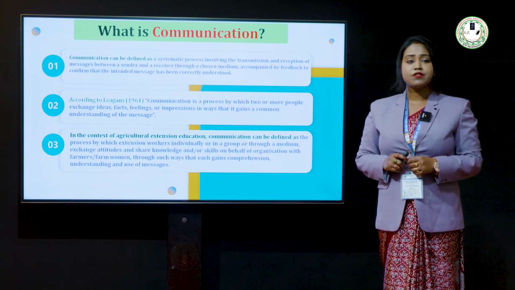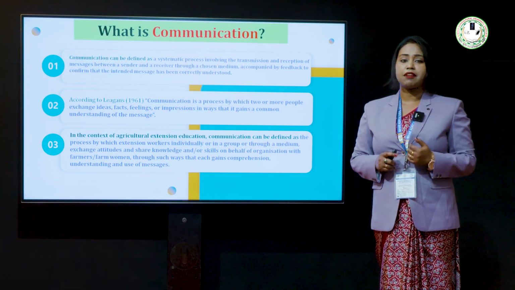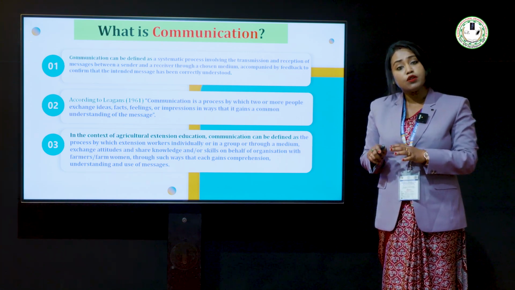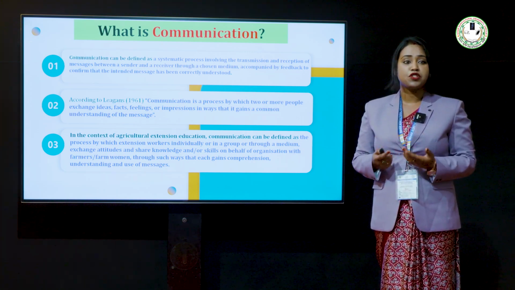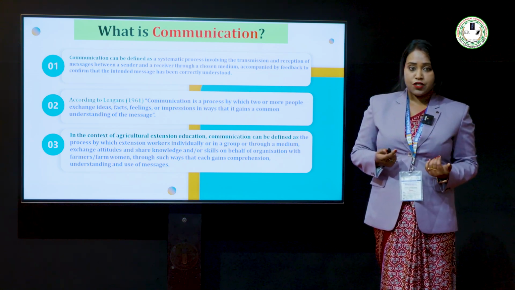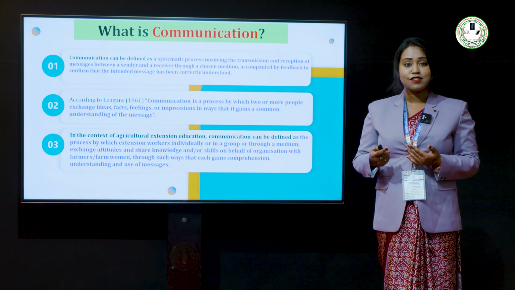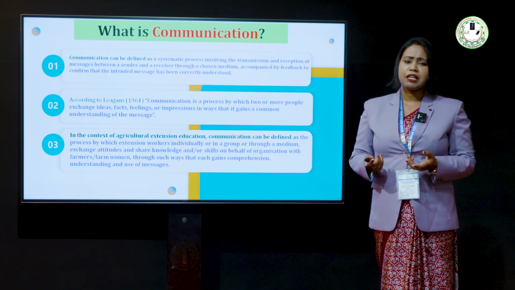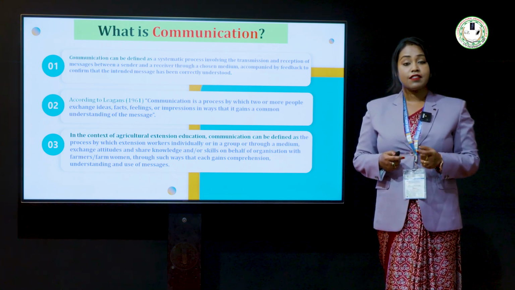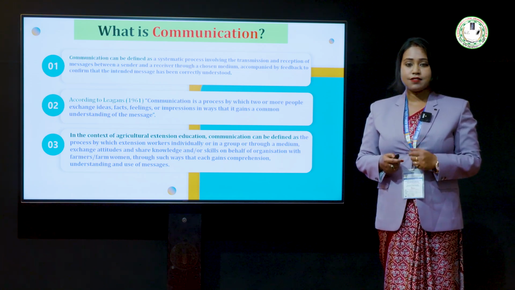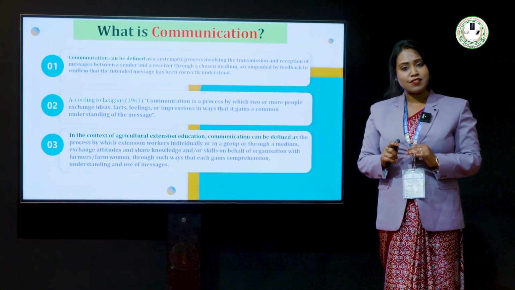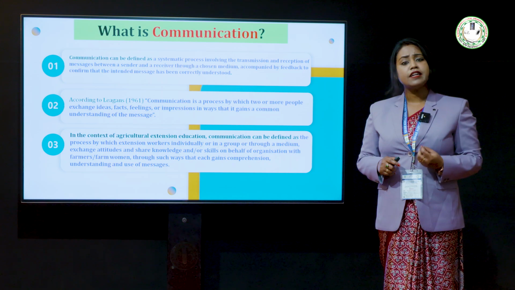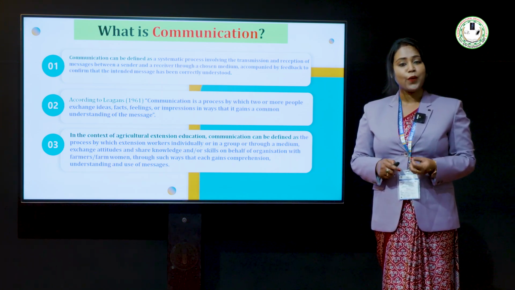In the context of agricultural extension education, communication can be defined as the process by which an extension worker, individually or in a group approach, through a selective medium or channel, exchanges knowledge, attitudes, and skills on behalf of organizations with farmers, farm women, or different kinds of stakeholders, in such ways that each gains comprehension, understanding and use of that particular message. In this case, the message is regarding transfer of technologies or adoption of any new information or new technologies.